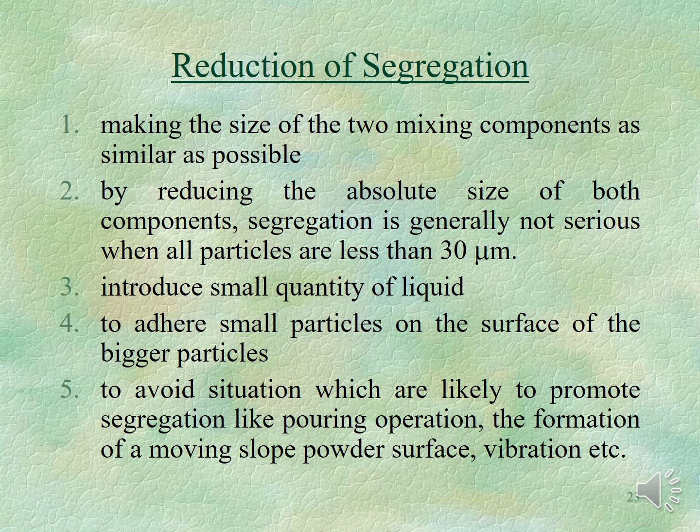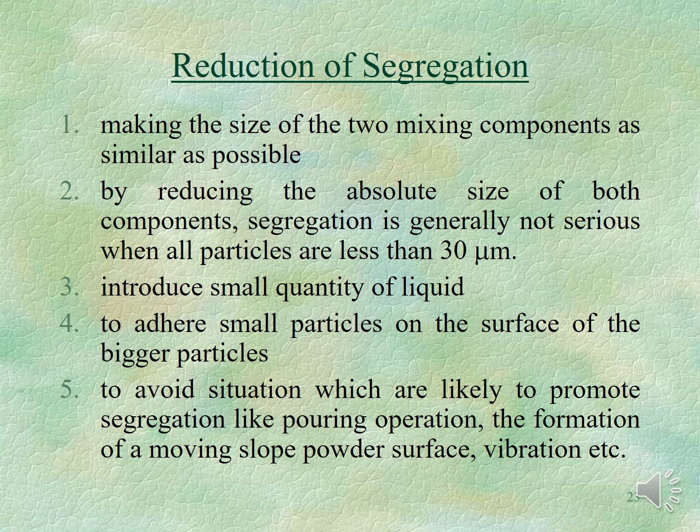Well, to reduce segregation, if we can summarize, there are five of them. First is to make the two particles that we want to mix together have more or less similar size. How do we do that? Of course, this is by what we call grinding. So you grind the powder to more or less the same size. When the size difference is very small, the possibility of segregation will be reduced.